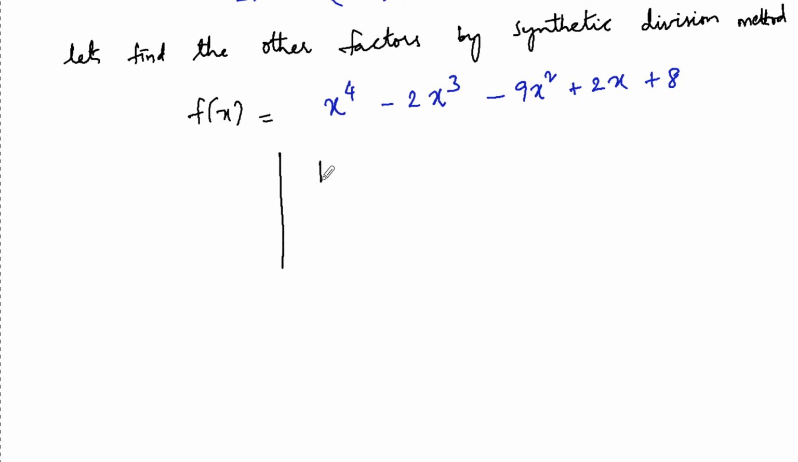The x power 4 coefficient is 1, the x power 3 coefficient is minus 2, the x square coefficient is minus 9, the x coefficient is 2, and the constant is 8. Suppose any one of the terms is missing, like the x square term is not there, then in place of the x square coefficient we will write 0.